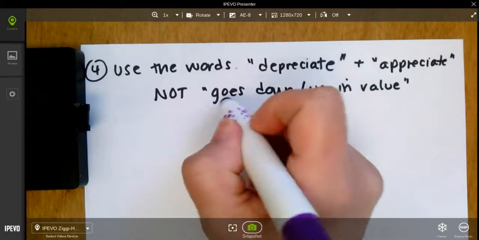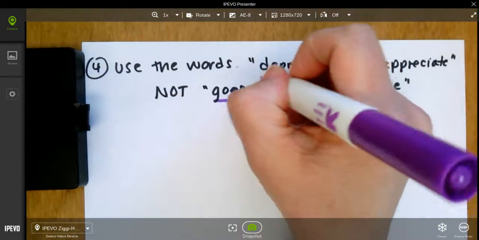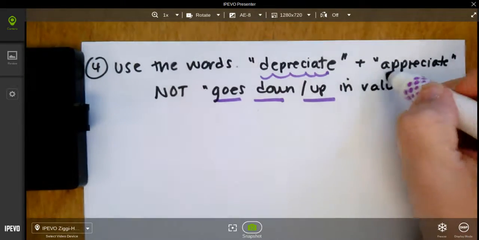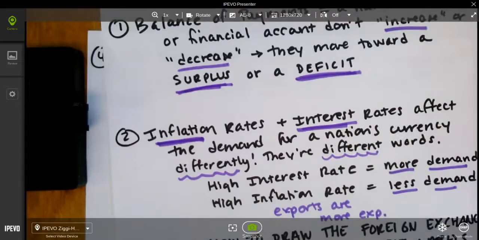Lastly, can we not use the phrase the value of a currency goes down or goes up? Can you use the words depreciate and appreciate? Pretty easy stuff. Just a reminder for you.